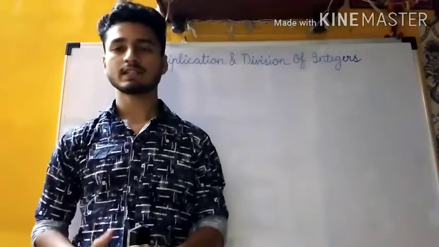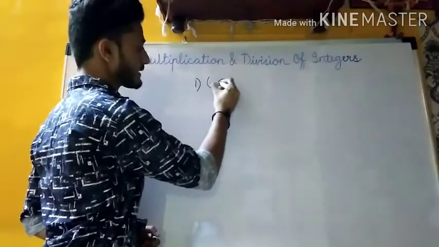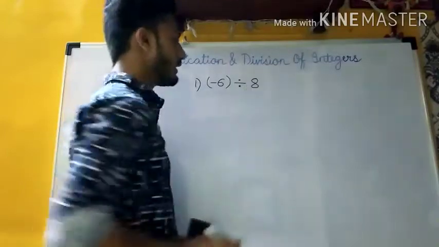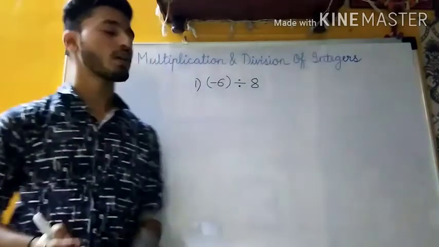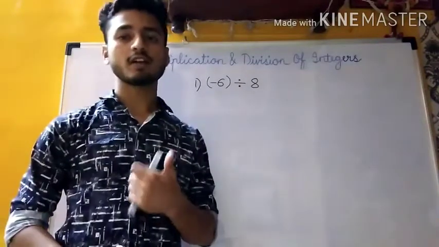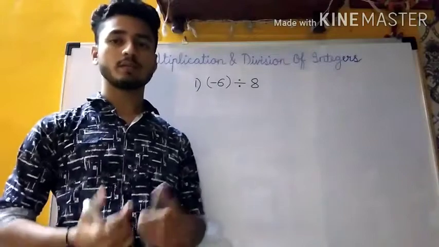Now we will see some examples. Okay, the first example is -6 divided by 8. Okay, this is the sum. So now we are going to carry this division step by step. So the first step is that we are going to write this question in the form of numerator upon denominator.